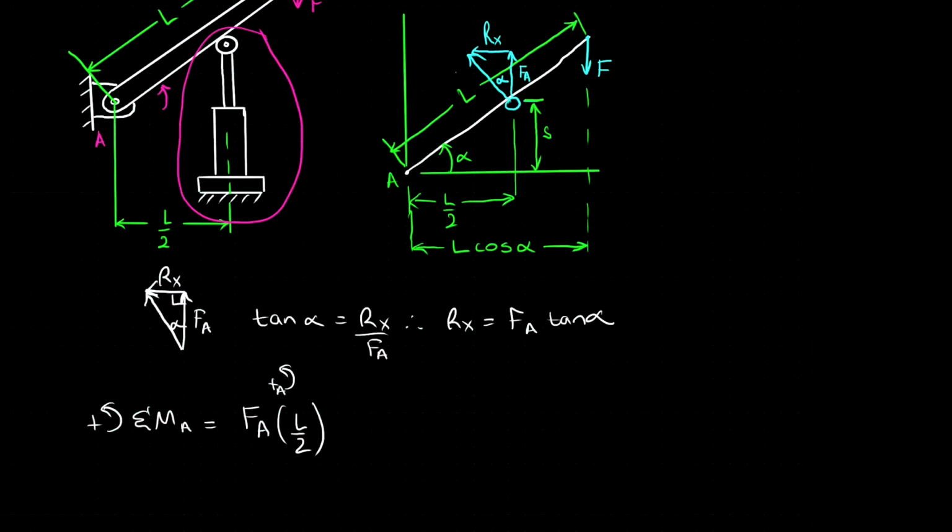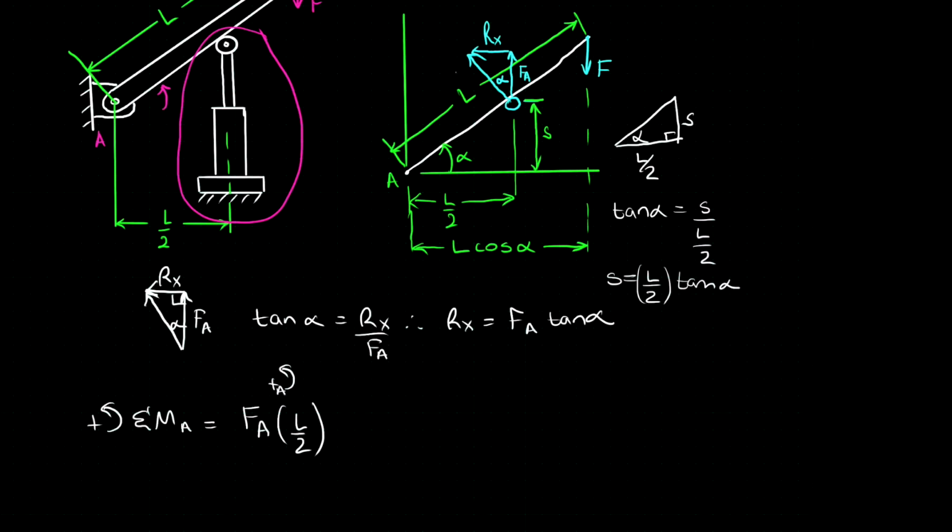So let's just work that out again. Let's draw this triangle up to work out what that value of S is equal to. We've got L on 2 and S with the angle between them being alpha. So tan of alpha equals S on L on 2. So S equals L on 2 by tan alpha.